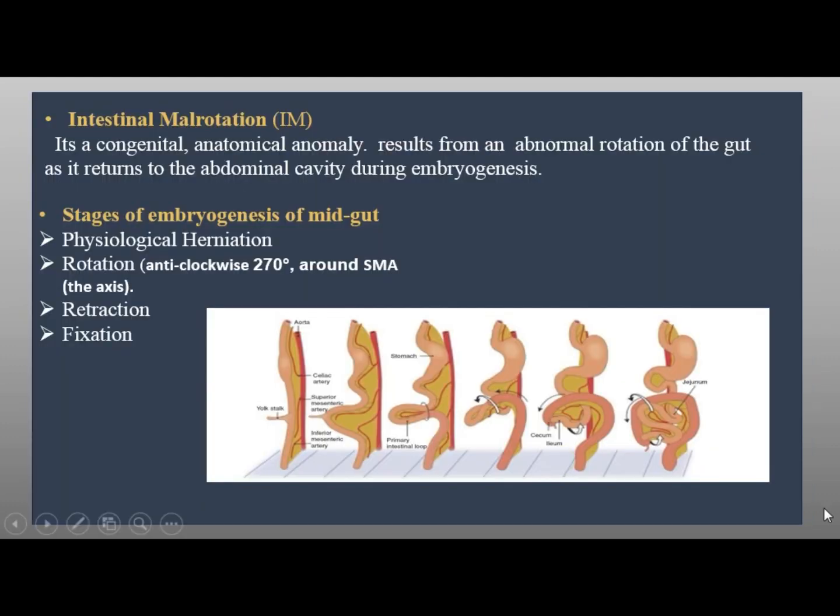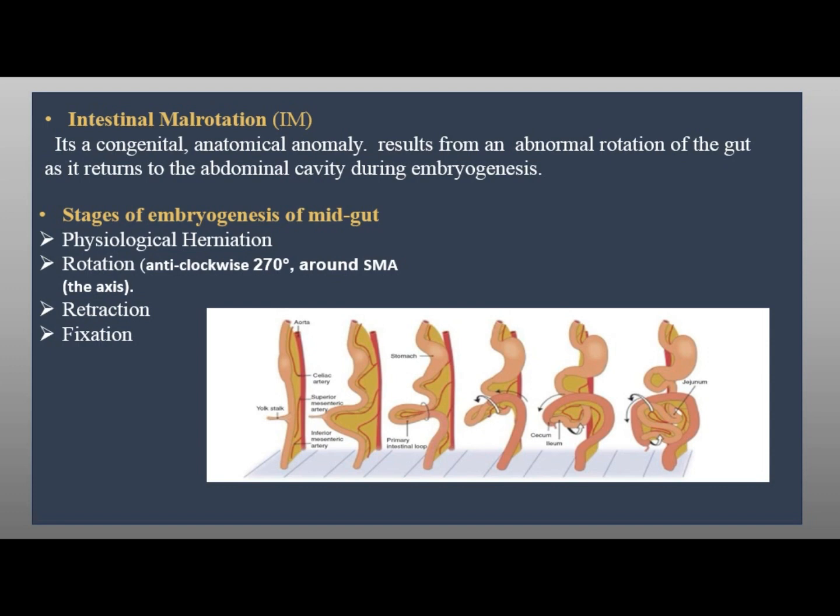So malrotation is a congenital and anatomical anomaly. It results from abnormal rotation of the gut as it returns back to the abdominal cavity during embryogenesis. In order for us to understand malrotation, we should have an idea about the normal embryogenesis of the midgut. The embryogenesis of the midgut is divided into 4 stages: the physiological herniation, the rotation, retraction, and fixation.